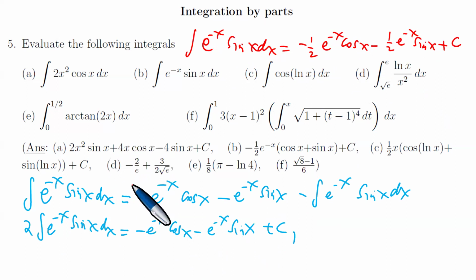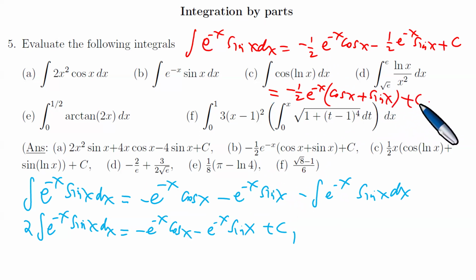Right, so let's check. If you check, this is the answer they wrote. Obviously you can pull out a common factor. The common factor is minus 1/2 e to the minus x, times cosine x plus sine x, plus C. All right, so that's the answer, and the answer obviously is also the same. But it remains to do C. Let's do C.